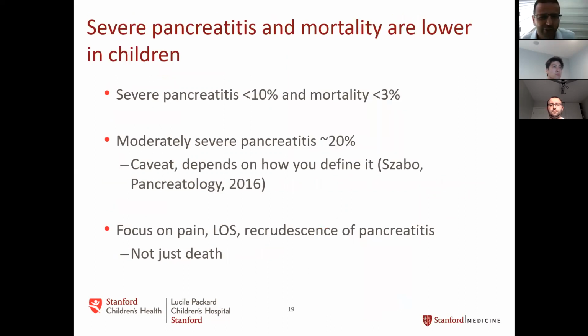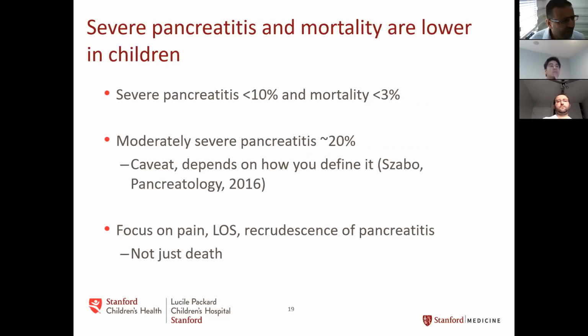Mortality is lower in children. Severe acute pancreatitis occurs in less than 10%, and mortality less than 3% overall. And moderately severe pancreatitis about the same, 20%, but it depends how you define it. And in this study from Maisam Abu-El-Haija's group in Cincinnati, they defined moderately severe acute pancreatitis as any patient who went to the ICU. So you can imagine how subjective that is. But I do think that overall, children are much less severely affected.